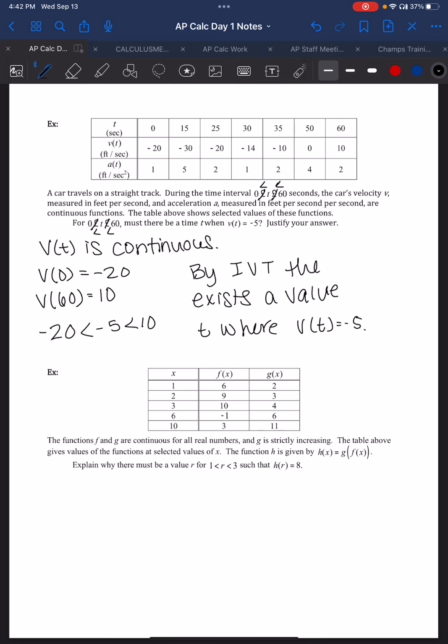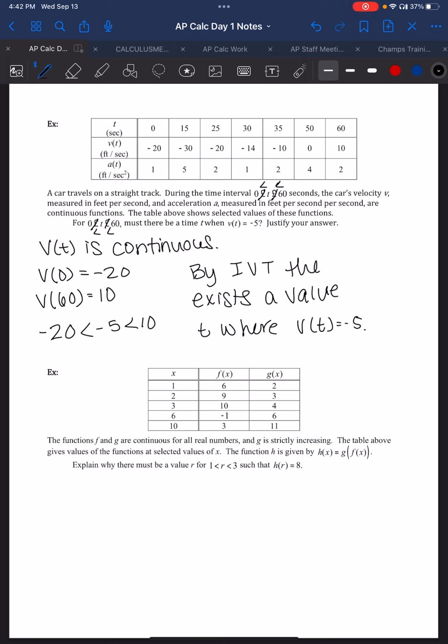Okay, so the functions f and g are continuous for all real numbers, and g is strictly increasing. The table above gives values of the functions at selected values of x. The function h is given by h of x is equal to g of f of x. Explain why there must be a value r, where 1 < r < 3, such that h of r is equal to 8.